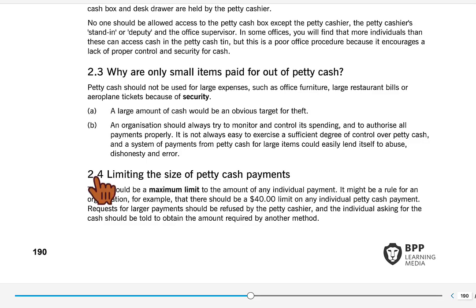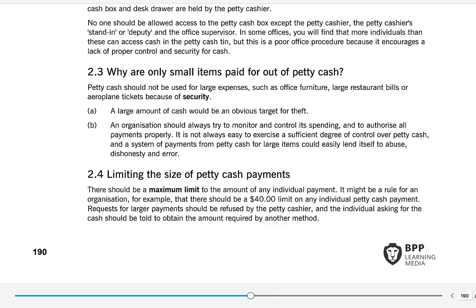2.4 is called Limiting the Size of Petty Cash Payments. Students, this lesson is very important because it explains one of the main rules of petty cash. Petty cash is only meant for small payments. So every business must set a maximum limit for one petty cash payment.